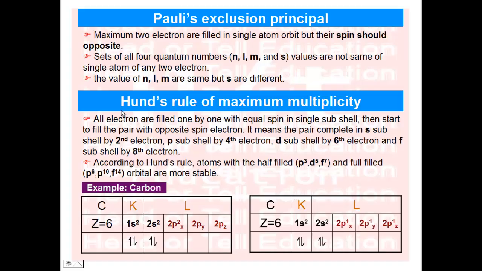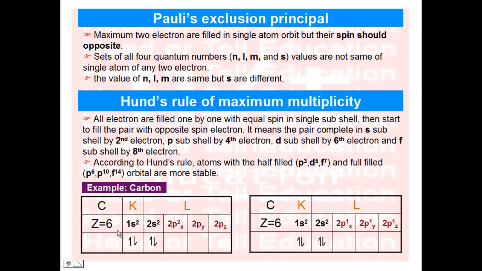Now next, Hund's rule of maximum multiplicity. By using this rule, we fill the electrons. So what does it say? The rule says all electrons are filled one by one with equal spin in a single subshell. Then we start to fill the pairs with opposite spin electrons. So first we fill each orbital, like first one electron, then the second electron, then the third electron, like this.